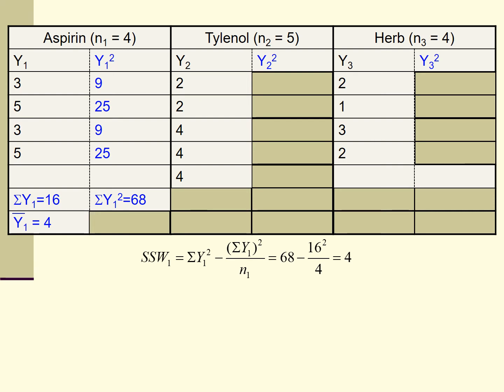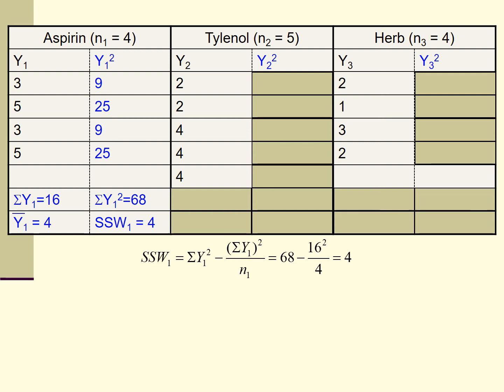Then we take the square of 16. The bottom is the sample size of the aspirin group, which is 4. So it becomes 68 minus 16 squared divided by 4, which is 4. Therefore, SS within for the aspirin group is 4.